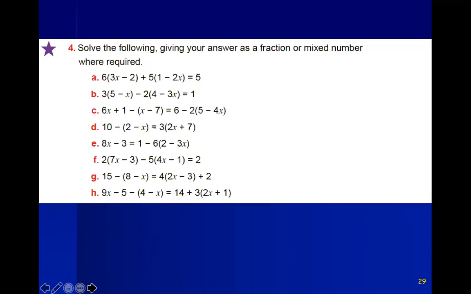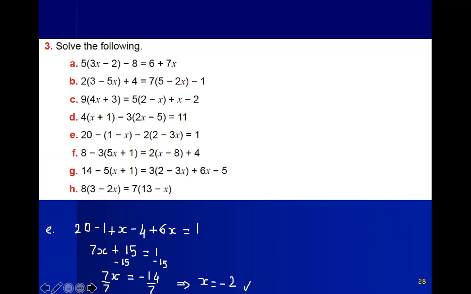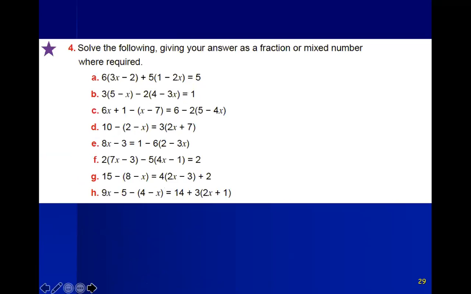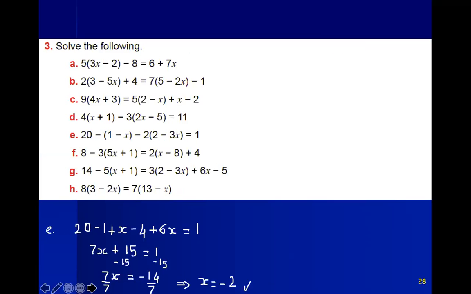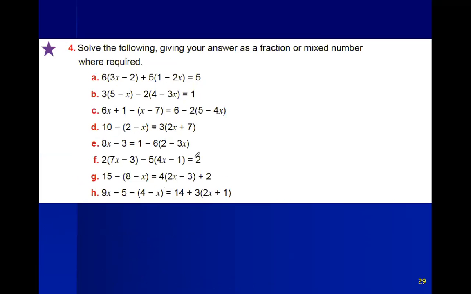The next exercise, so we said exercises 3, 4, 5, and 6. So 4, very much the same. The first one didn't have a star, so this is the same type of exercise, basically. You may need to swap it around so that you get the bigger of the two numbers on the left-hand side, but very much expanding out, getting rid of the brackets, simplifying it, and then solving it.